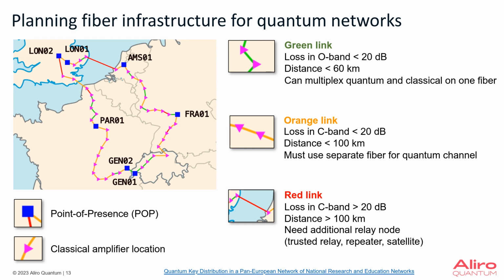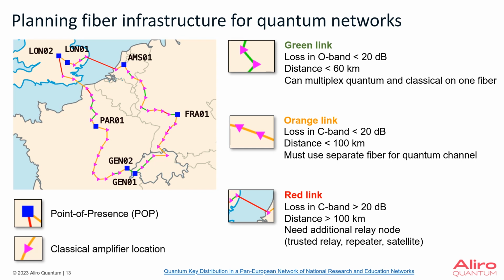The map shows one ring in the existing GÉANT classical network. The blue squares represent existing points of presence, or POPs, and the purple triangles represent existing classical amplifier locations. And the lines represent optical fiber spans between these POPs and amplifiers. The study considers deploying quantum relay nodes at the existing POP and amplifier locations, and that makes a lot of sense because that's where we already have buildings and we already have access to power and the management network. And then the study looked at each one of these fiber spans and color-coded them green, orange, or red.